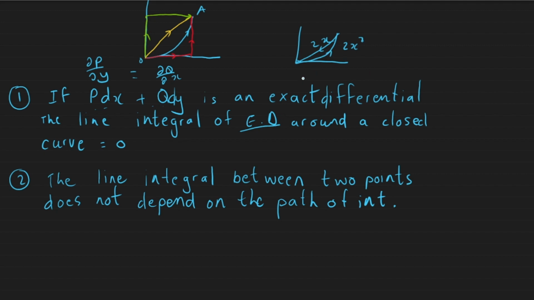Then the second thing we did was we showed that the first part, the integral, gave us 4, and also along 2x it was also 4. That means it doesn't matter how we got from O to A, we still had the same value of the integral. So this is a very important point. So that means that for an exact differential, we use the phrase path independent. So that's what it means.